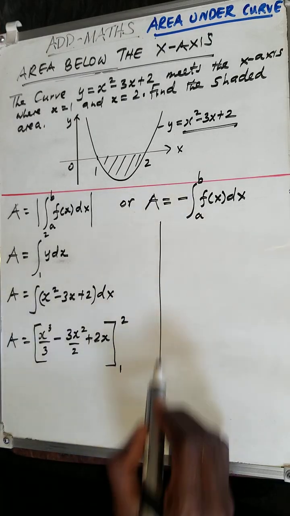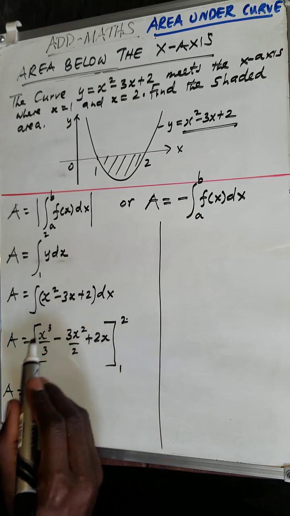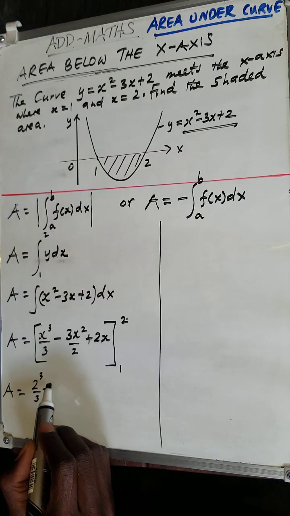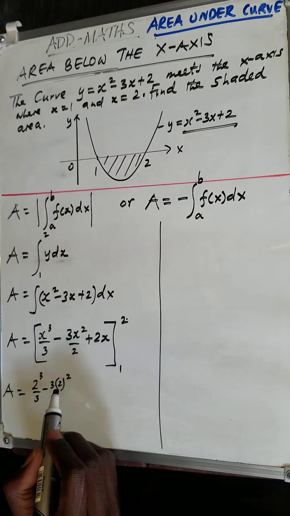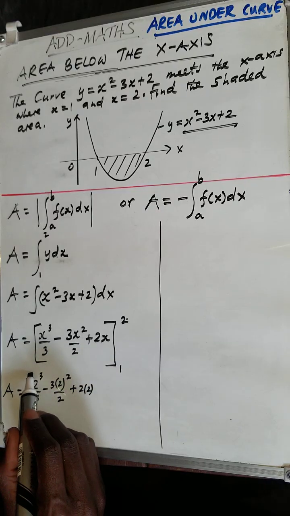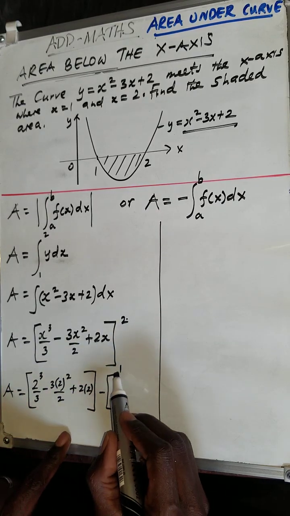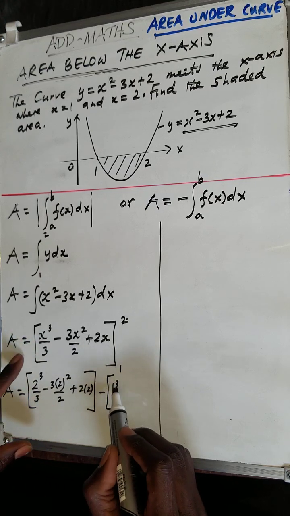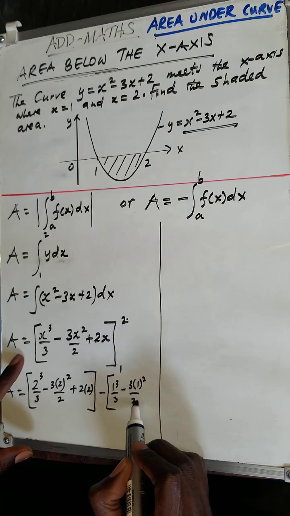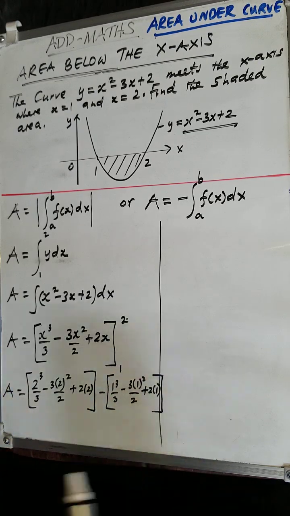So now we can replace the upper limit into this expression. So 2 raised to the power 3 over 3 minus 3 multiplied by 2 raised to the power 2 over 2 plus 2 times 2. This is what we are having there. Then minus us replacing the lower limit, which is 1. So it will be 1 to the power 3 over 3 minus 3 times 1 raised to the power 2 over 2 plus 2 multiplied by 1. So that is what we have.